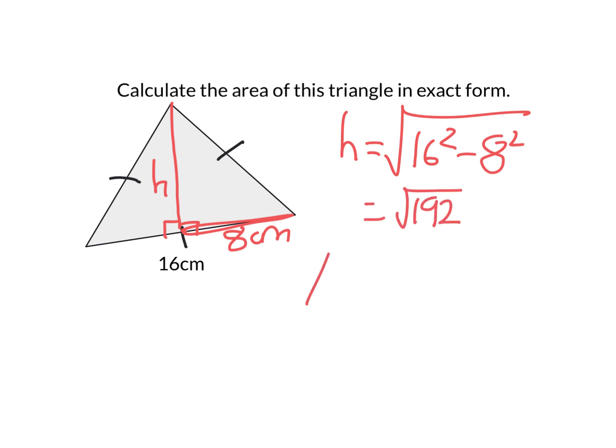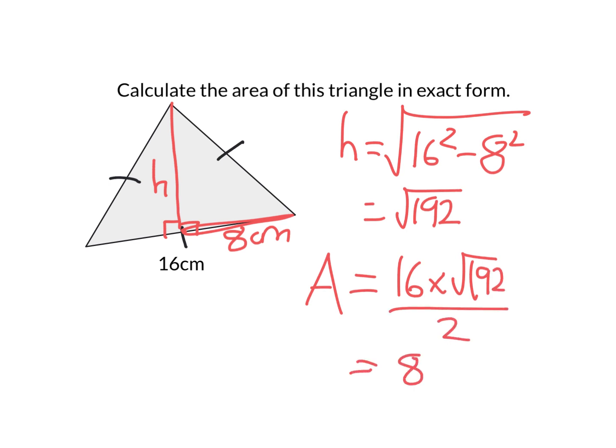So the area is just going to be base times perpendicular height divided by 2. 16 divided by 2 is obviously just 8. So the area here in exact form is 8 times root 192.